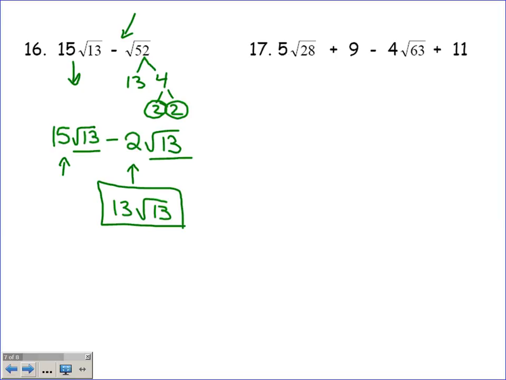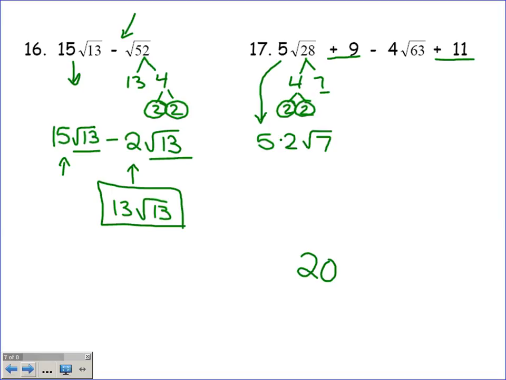My last problem, number 17, if you notice, there's a whole number here, there's a whole number here. I'll simply add those together. I'm going to tuck this away at the very bottom. I have 20, and that way I can concentrate on these other two things, which seem a little bit more important. The square root of 28 could be 4 and 7. 4 gets broken down into 2 and 2. I have a 5 already on the outside, and I'll multiply that by a pair of 2's. What's left over is my lonely 7. This will give me 10 times the square root of 7.